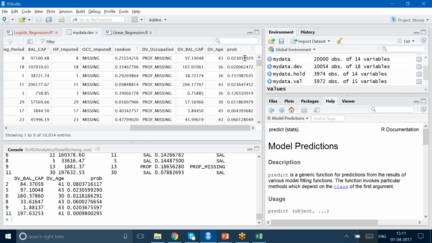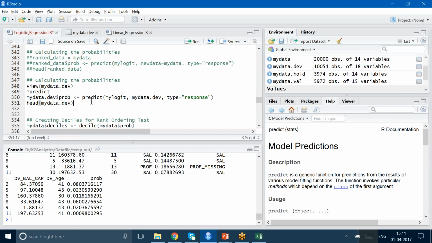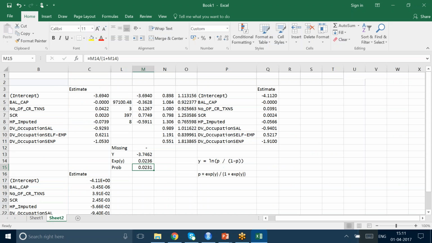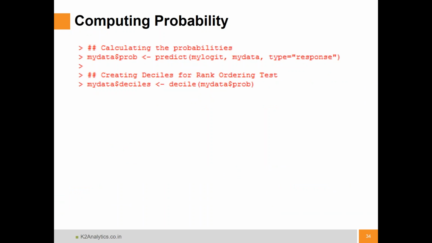Clear? I have got the scores, but my objective is not to get scores. My objective is to use these scores at the development stage. In implementation, my objective is to get these probabilities only. But at the development stage, my objective is to use these probabilities and, based on these probabilities, find out how good the model is. So computing probability, this is the syntax.